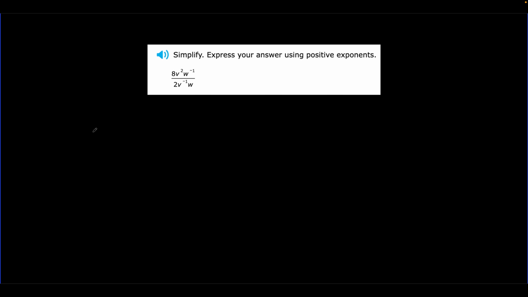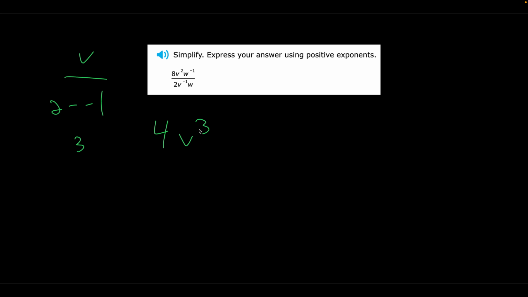All right, let's try that here. So 8 divided by 2 is 4. For the v's, I'm going to do 2 minus negative 1, which is 3. So I get v to the third. Then for the w's, I'm going to do negative 1. And remember, if you don't see an exponent, there's an invisible 1 there. So this is negative 1 minus 1, which is negative 2. So we're getting negative 2.